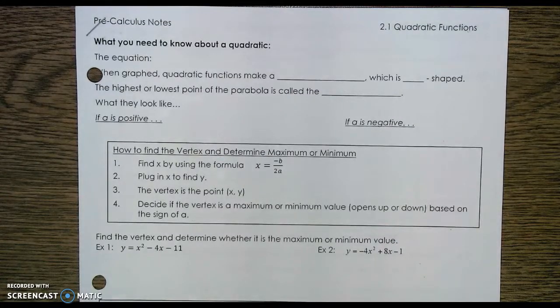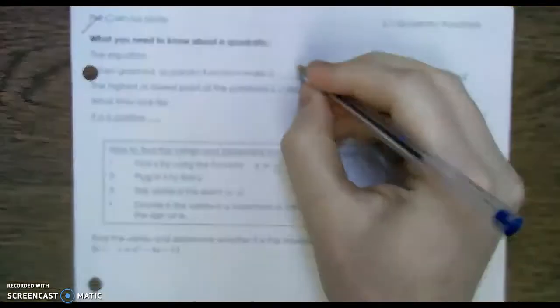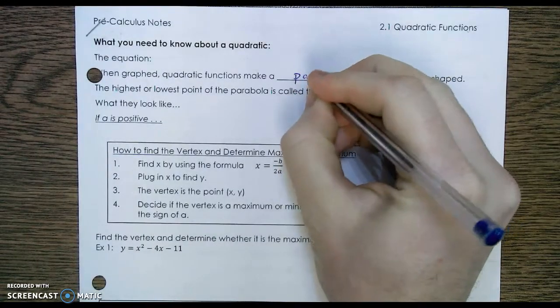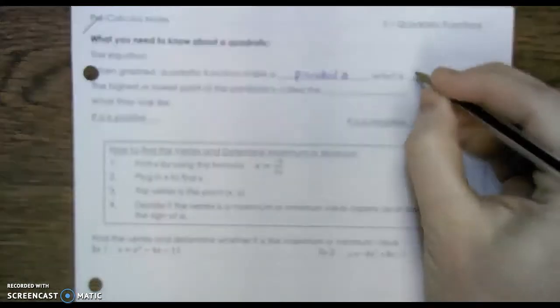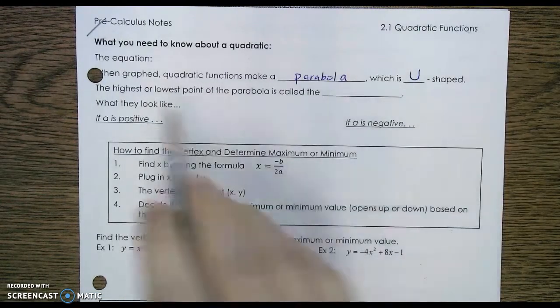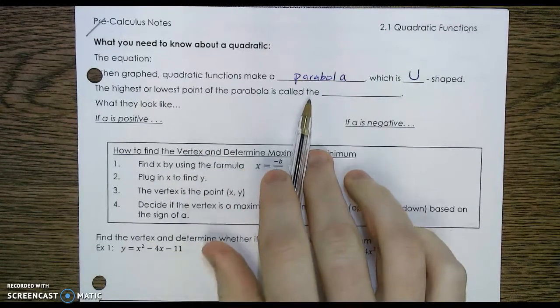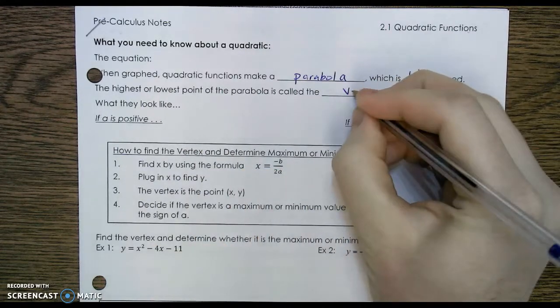All right, in lesson 2.1, we are graphing quadratic functions. When we graph a quadratic function, it creates the parabola shape, which is a U-shaped graph. The highest or lowest point of the parabola is called the vertex of the parabola.